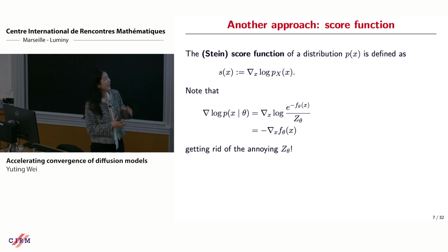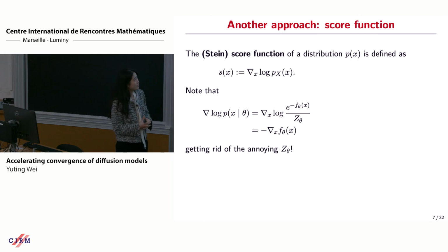Okay, so another approach is to go through score estimation, where the score function is defined as the gradient of the log marginal density. Once you take the gradient of the log density, you can see that this annoying normalizing constant Z of theta just disappears, and it equals minus the gradient of your function f of theta.